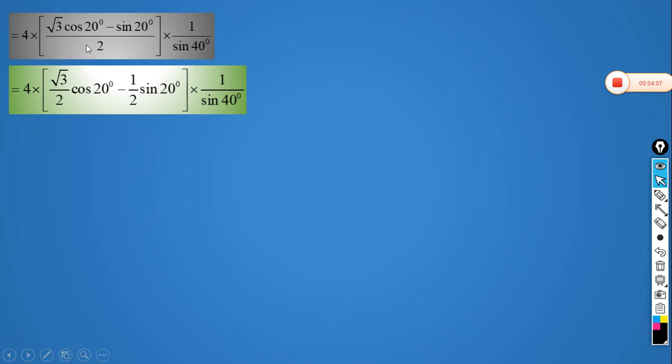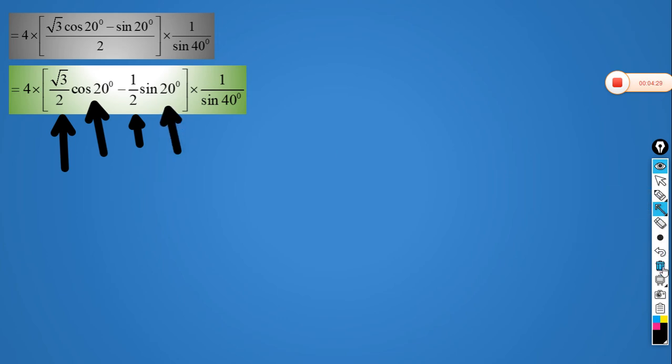This 2, which is dividing the whole term in the numerator, root 3 cos 20 minus sine 20 divided by 2, is now separated and divided. So root 3 cos 20 by 2 minus sine 20 by 2 is separated. Now with a little bit of reshuffling, root 3 by 2 into cos 20 minus 1 by 2 into sine 20 is written here.